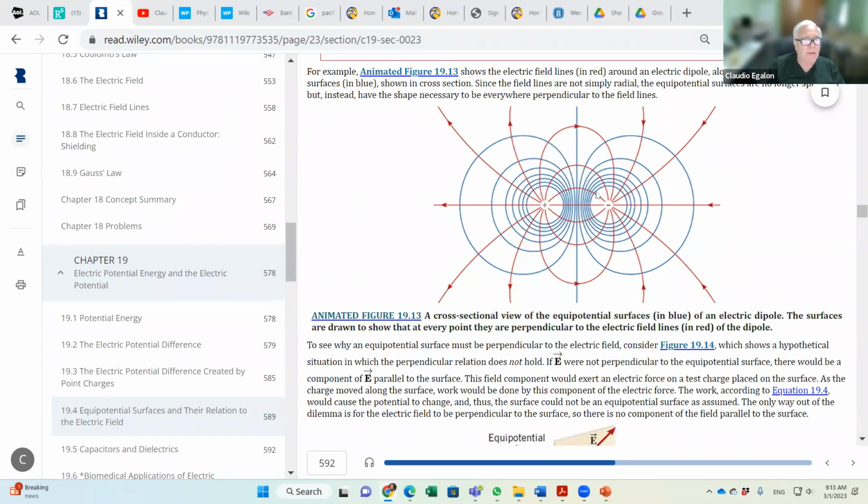Notice that this inner surface here is very close to that of a sphere, right? But that's because the distance between this point and this charge is much less than the distance between this point and the other charge. That's why you see behavior that's almost symmetrical. But as we move away from this charge, the surfaces start to distort, because now you get more and more influence from the other charge.